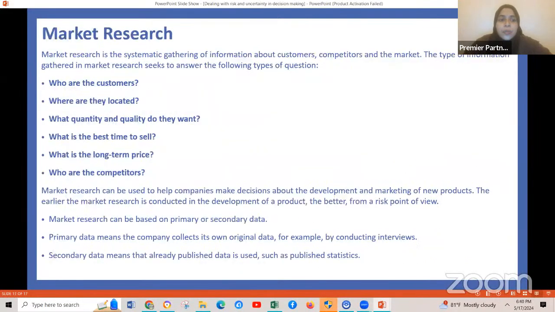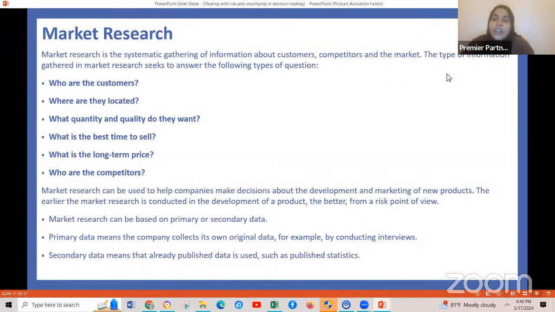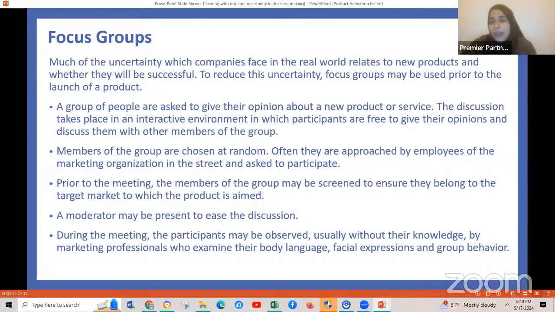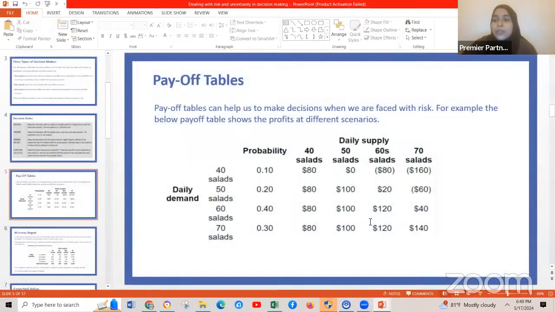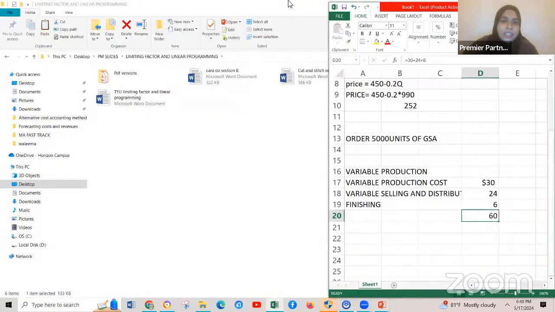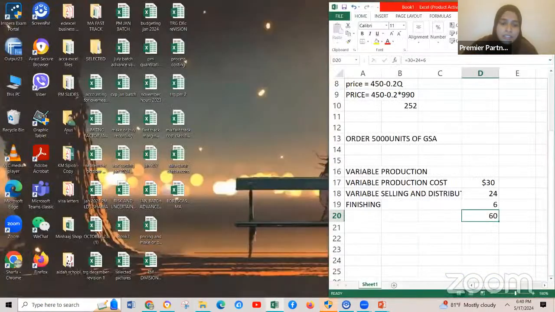Simulation, focus groups, and market research are all used to find out about consumer needs and wants, and to try and reduce your uncertainty and risks to whatever extent you can. Generally, you use market research and focus groups to understand your market better so that your risk and uncertainty can be reduced to a certain extent. Let's take a question on risk and uncertainty.